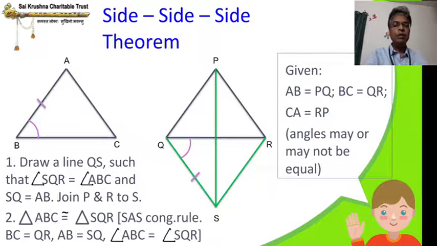So there are 3 points we have written. BC equal to QR is already given. AB equal to SQ and angle ABC equal to angle SQR are as we have constructed. Therefore, triangle ABC is congruent to triangle SQR. Hope you will not have any doubt on this. If you have doubt, go back to the SAS congruence rule and understand. Let us proceed.